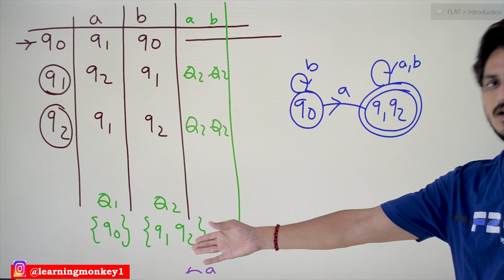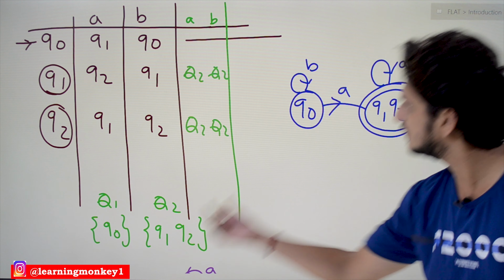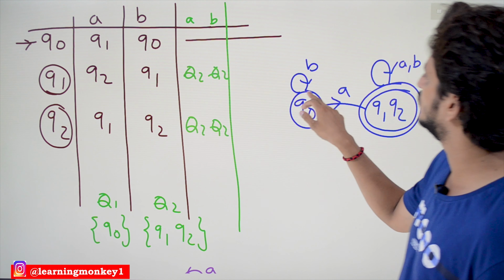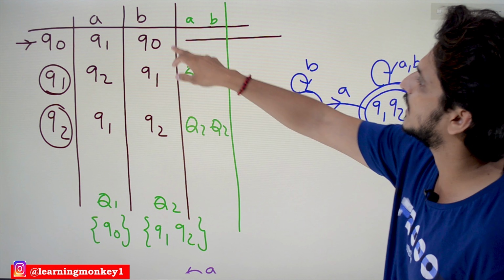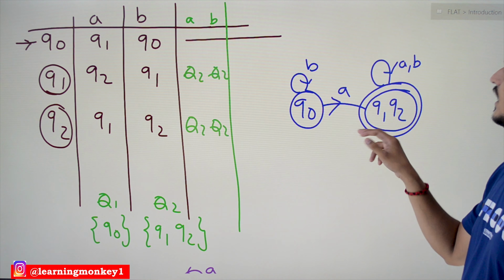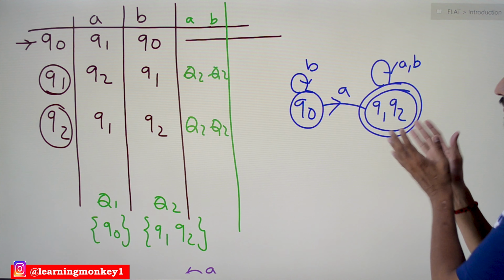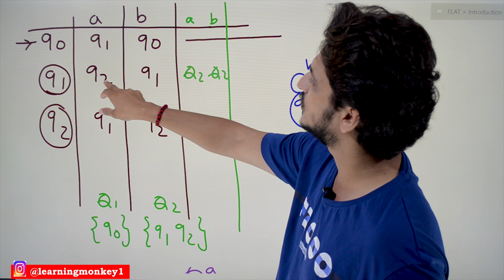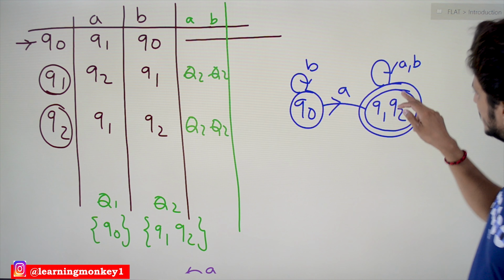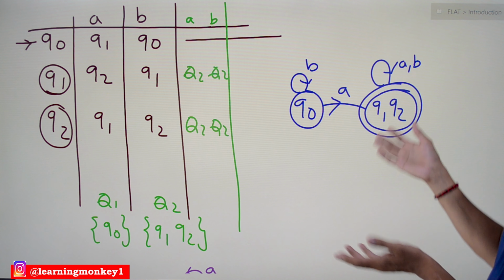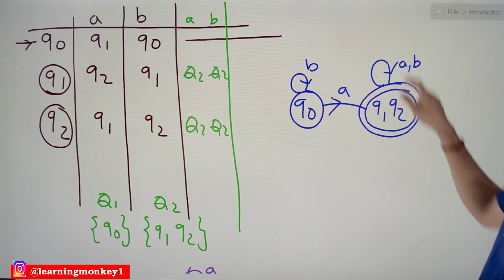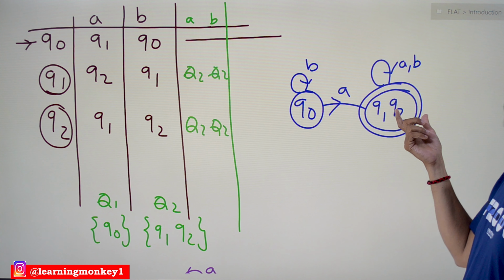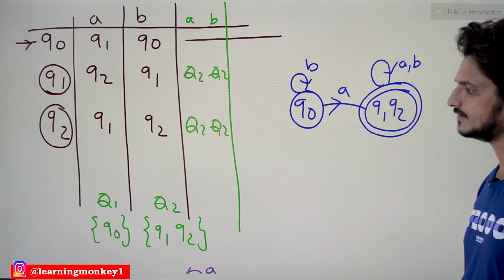After combining these two states, this is our final DFA. On Q0, if you apply A, we go to Q1. On Q0, if you apply B, we go to Q0. On the combined state Q1, Q2, both A and B move to the same set, Q1 and Q2. So this is our final state.